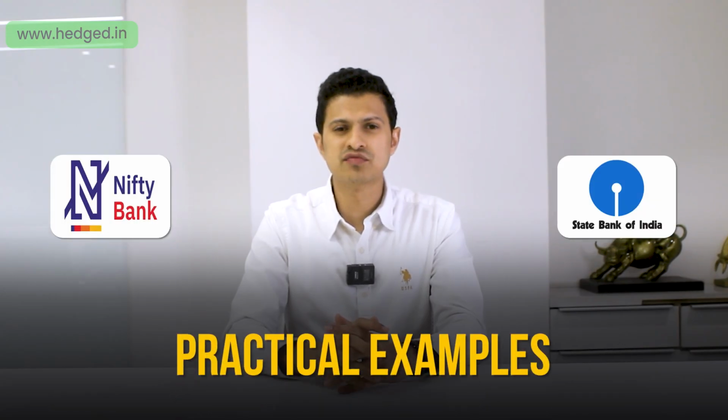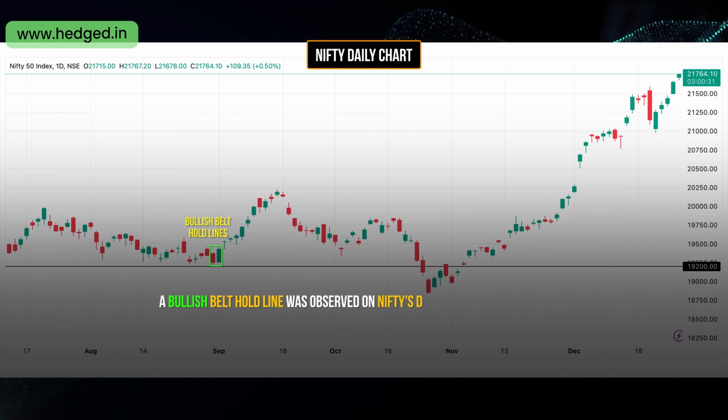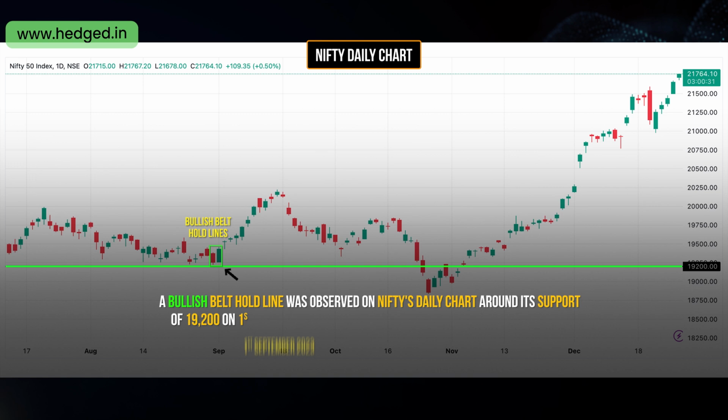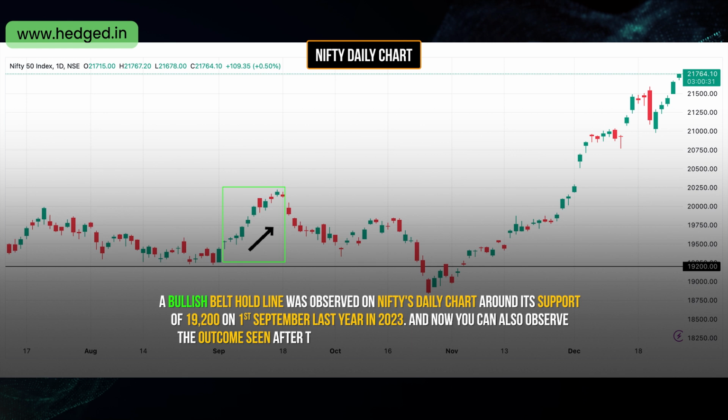Now that you've learned how to identify these patterns, let's take a look at some practical examples of the appearance of these patterns on the price charts. A bullish belt hold line was observed on Nifty's daily chart around its support of 19,200 on the 1st of September last year in 2023. And now you can also observe the outcome seen after the bullish belt hold line pattern was observed.